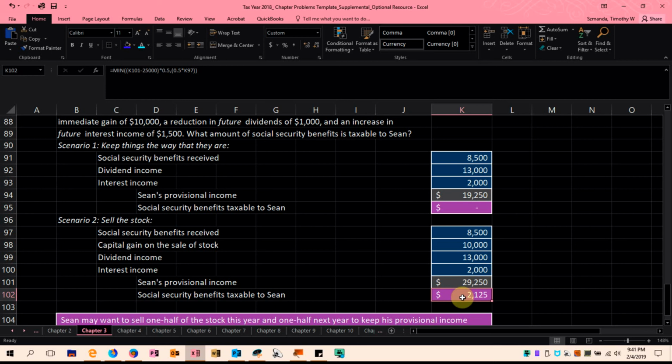$2,125. So in this case, I would advise Sean not to sell all of the stock at once and therefore elevate his provisional income above the lower limit threshold. I would recommend that he split the sale of those stocks into two years so that he keeps his provisional income below the threshold of $25,000, and therefore none of his Social Security benefits would be taxable.